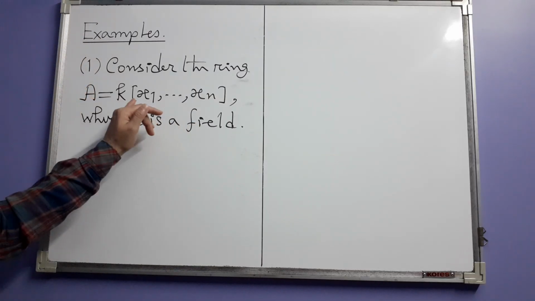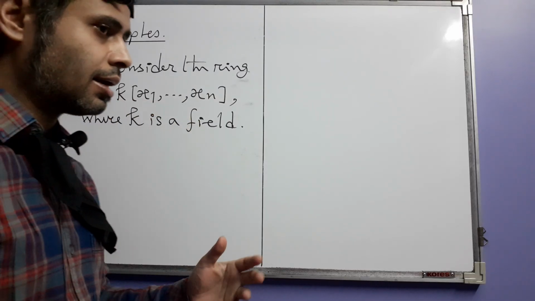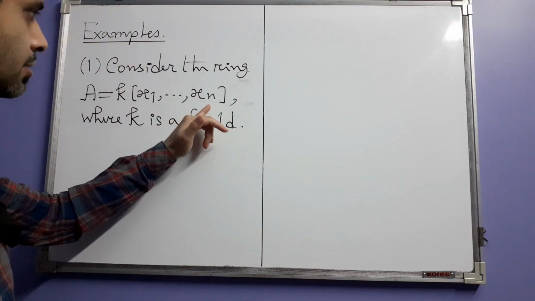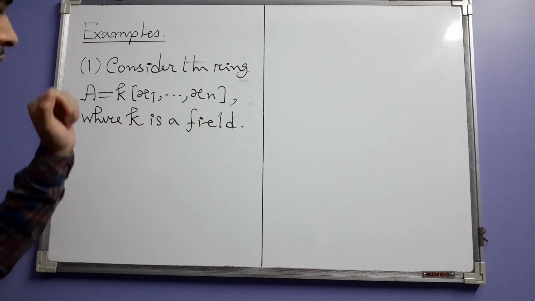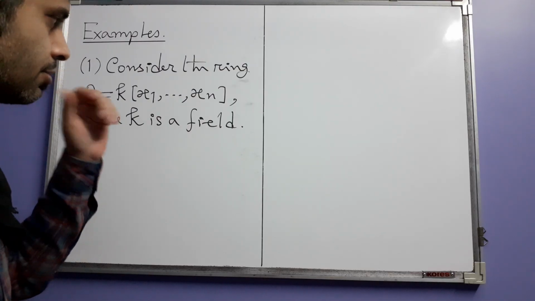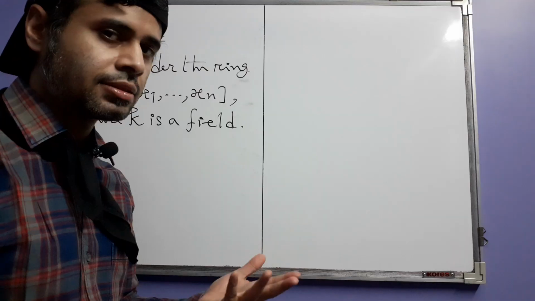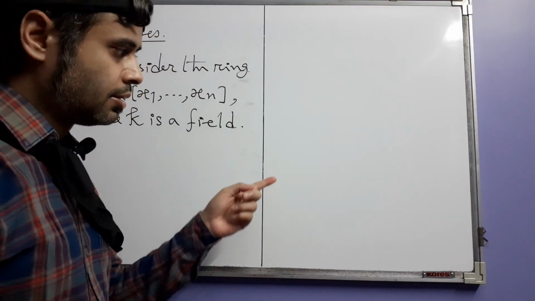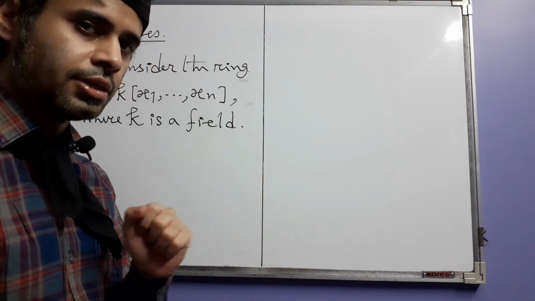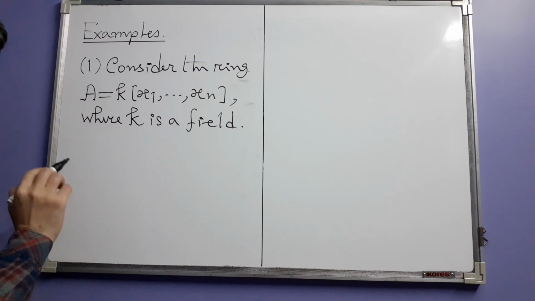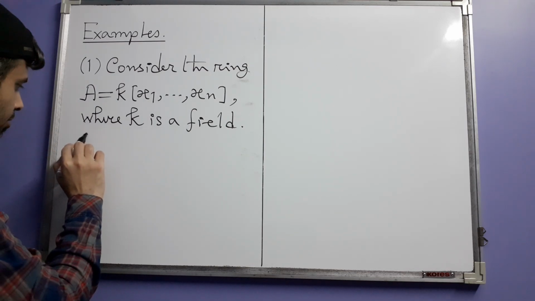That means the elements in this ring are multivariate polynomials in these unknowns, and the coefficients are coming from this field K. We have already considered and studied this ring to some extent in Herstein's Topics in Algebra in the last section on ring theory. Now let us choose an irreducible element in this ring.